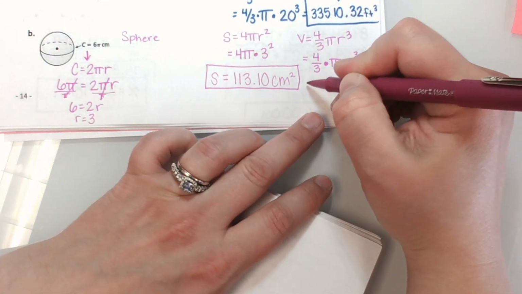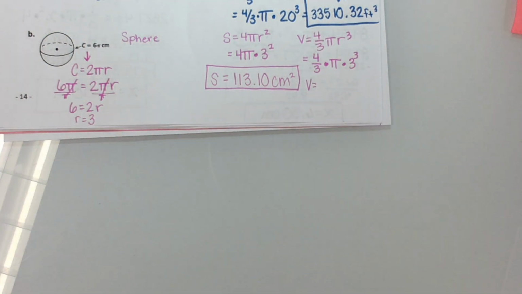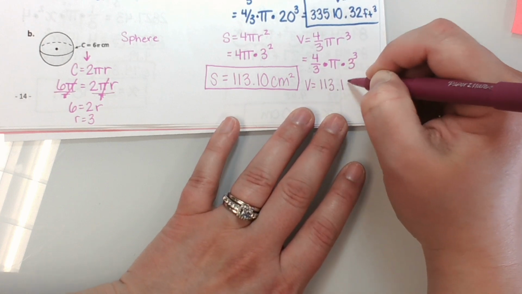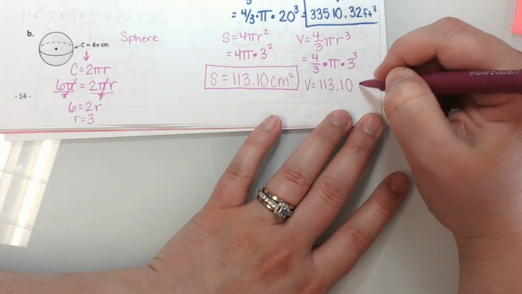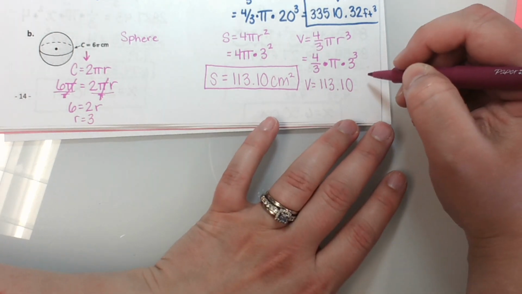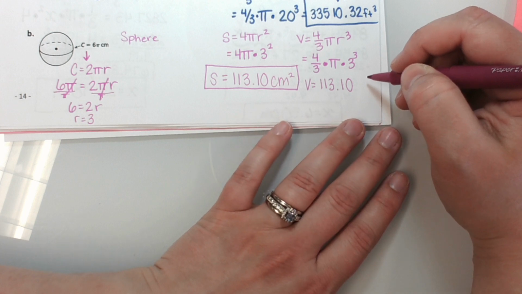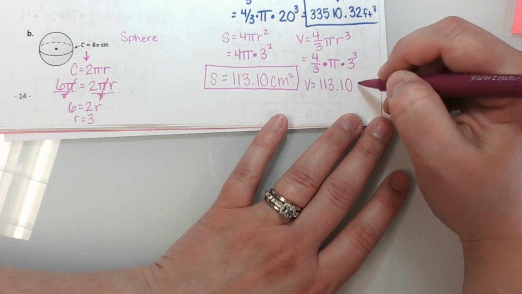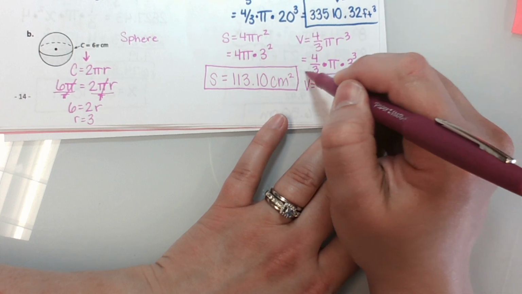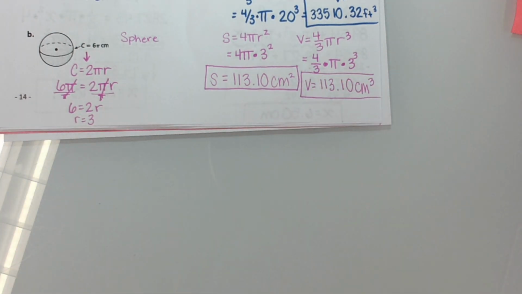Elena, what do we get for volume? 113.10. Interesting. Same volume and surface area. Wow. Are they the same though? Oh, no, because that's cubed. Because that's centimeters cubed. Now, it does result in the same number this time around.